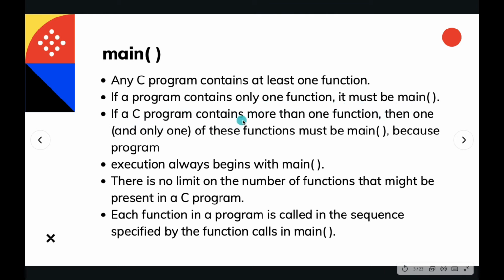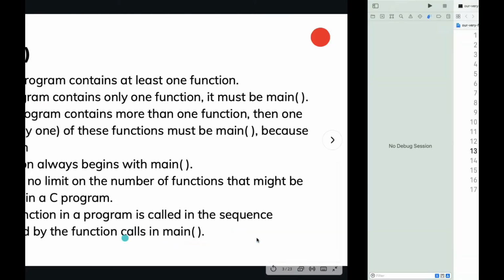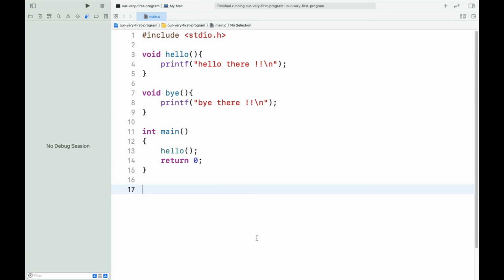If a C program contains more than one function, then one and only one of these functions must be main, because program execution always begins with main. There is basically no limit on the number of functions that you can use in a program. Each function in a program is called in a sequence specified by the function calls in main. So what does the main function do? The execution of the C program starts at main and ends at main. So the compiler itself reads the main function first.